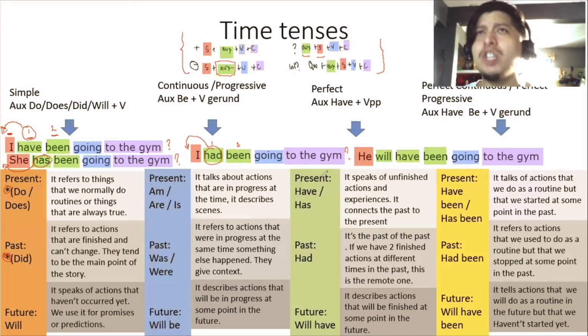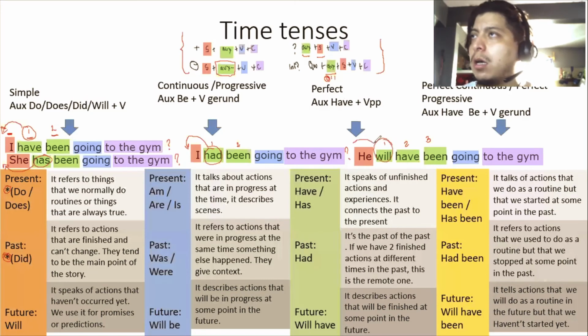Had I been going to the gym? Yes, you had. No, you hadn't. In this case, this is a little bit more complicated because we have 3 parts. The auxiliary is 3 words. What happens when the auxiliary is 3 words? Only the first word is the one that switches positions.